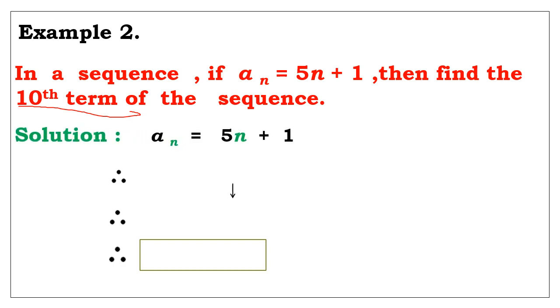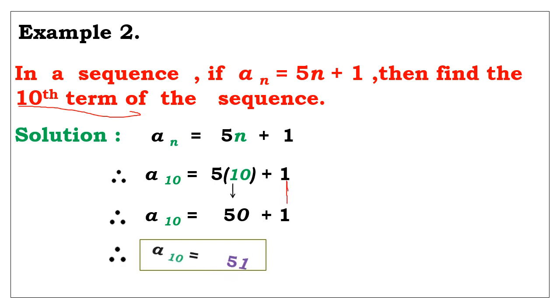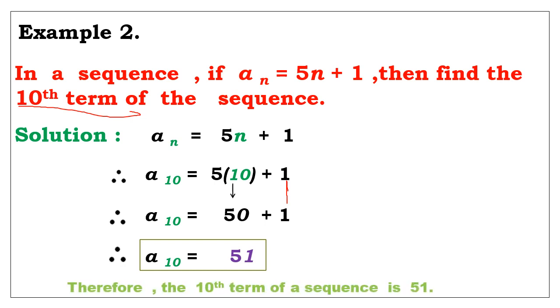Now the required solution. Here the given sequence is an equals 5n plus 1. Now in the place of n you apply 10 because we require the 10th term. Therefore A10 equals 5 of 10 plus 1. Therefore A10 equals 5 tens are 50 plus 1. Therefore A10 equals 50 plus 1, 51. Therefore the 10th term of the sequence is 51.